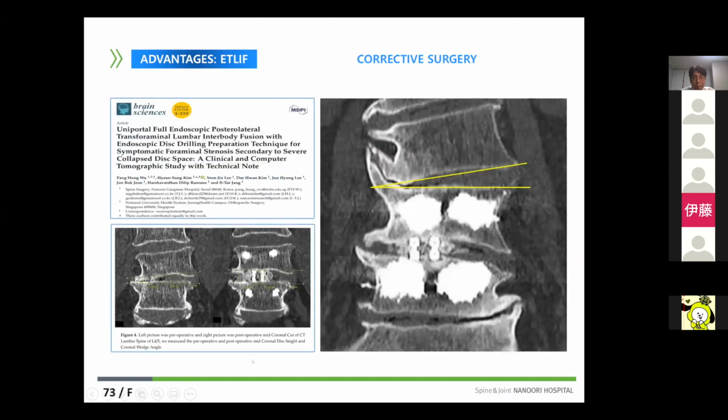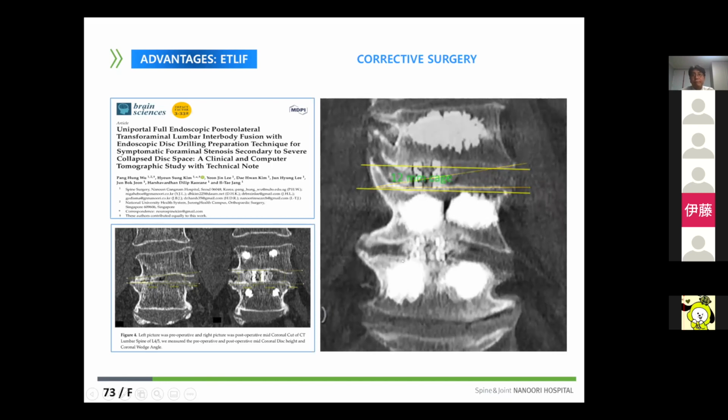I already mentioned that this paper of mine was published in Brain Science. Because of that, we can perform the endoscopic adhesive disc releasing technique. You can see here the corrective effect in cases like these. You can see these cases before. This is a very difficult case to correct because of the severe adhesion area. But if we use the endoscopic disc releasing technique, we can give sufficient restoration of the disc height. Because of that, corrective surgery is possible.